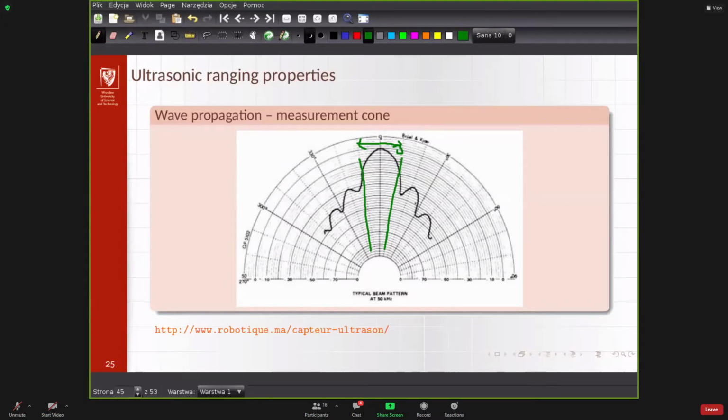But you can also get reflections even from the sides of here. But of course, the reflection will be much smaller, so it would need an object to be closer.